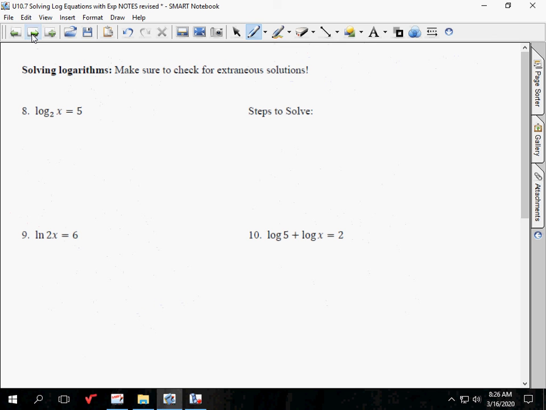All right, so now we're going to be solving log equations. All right, so when there's only one log in the problem, we have to change it to exponential form. Okay, so 1 log, change to exponential form.